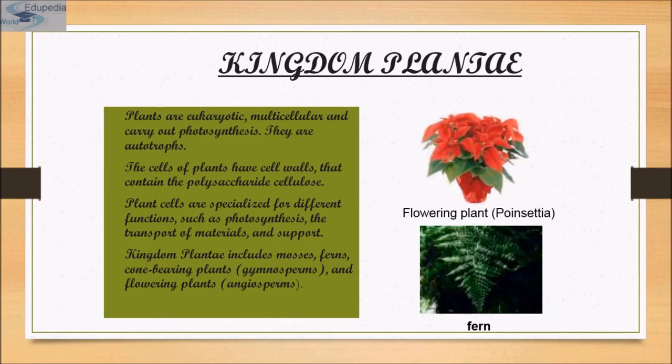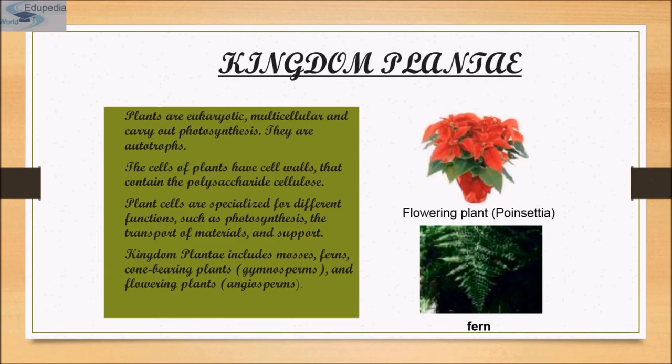Plant cells are specialized for different functions such as photosynthesis, the transport of material and support. Kingdom Plantae includes mosses, ferns, cone-bearing plants, which are also known as gymnosperms, and flowering plants, which are also known as angiosperms.